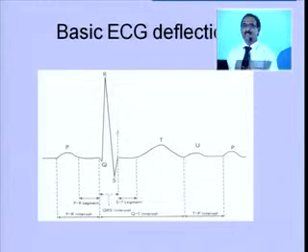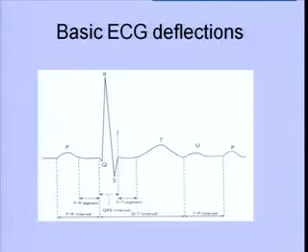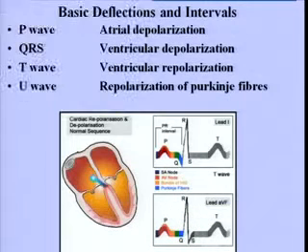So what are the basic ECG deflections we see? They are represented by the P, QRS, T and U waves. All of us know it. Each of these has significance in the various intervals. Dr. Manjunath will be speaking more in detail about this.